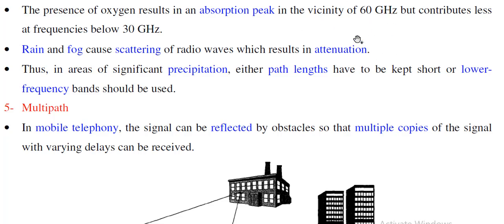The same thing here. If we are in the vicinity of 60 gigahertz, then the signal might get absorbed by oxygen. Of course, we have other factors like rain and fog that might affect the signal.